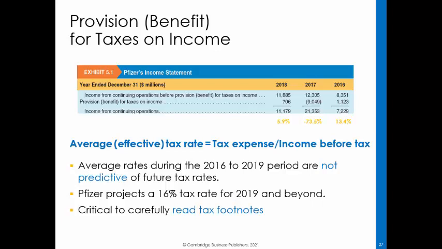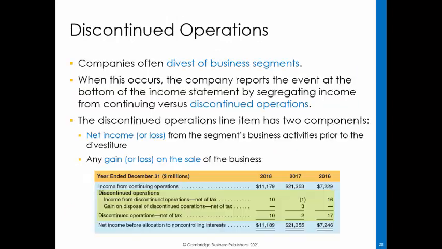To forecast as accurately as possible, we must carefully read the information the company provides about its current and future income tax expense. From time to time, as strategy changes, companies will divest a segment of their business. When this occurs, or when there is a definitive agreement to sell the segment, the company reports the event at the bottom of the income statement by segregating income from continuing versus discontinued operations.